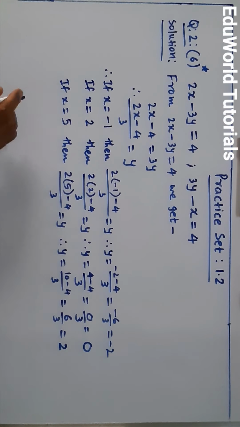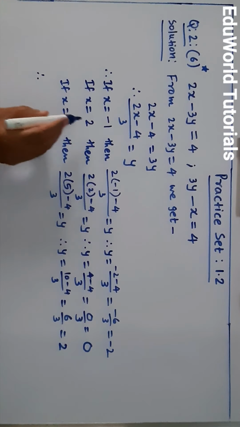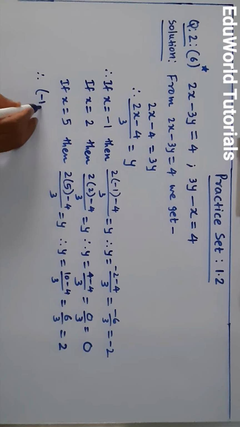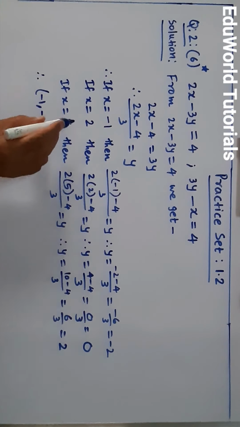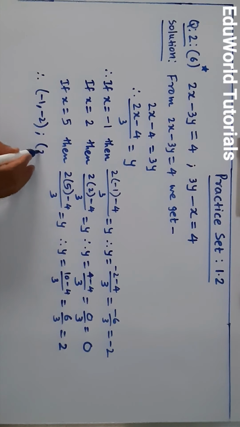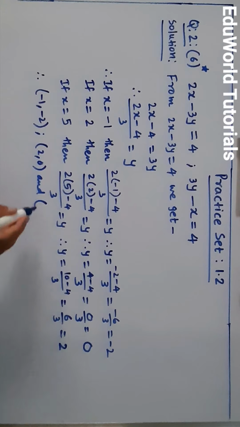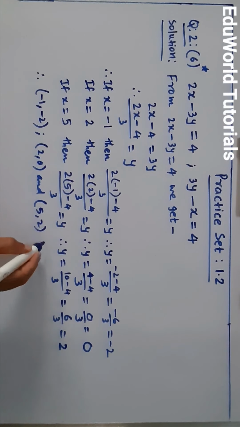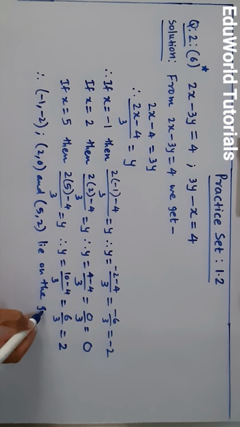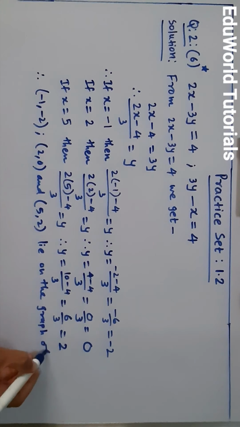So I will write the 3 points. Which points? -1, -2. Then the other point is 2, 0. And the next point is 5, 2. These lie on the graph of the first equation, which is the equation 2x minus 3y is equal to 4.